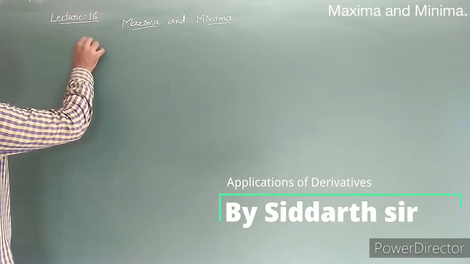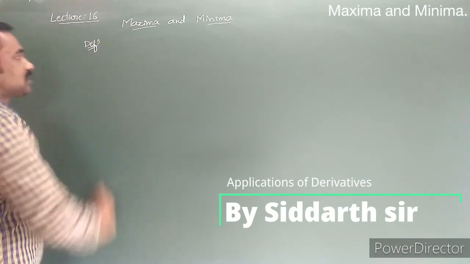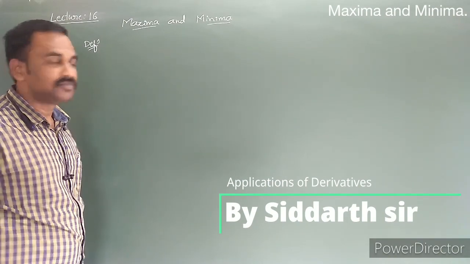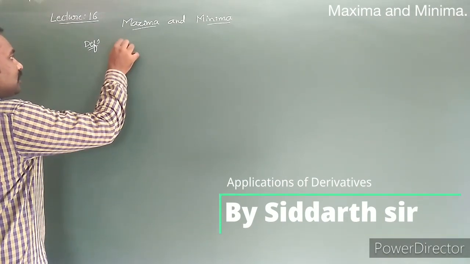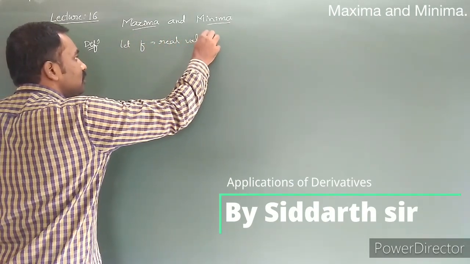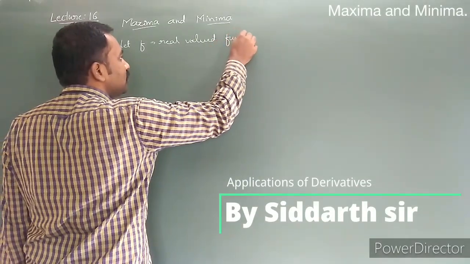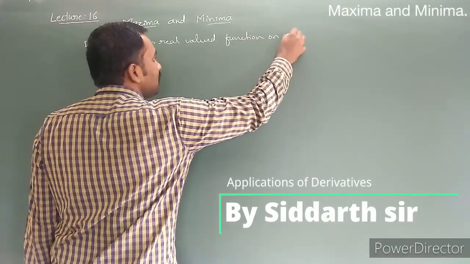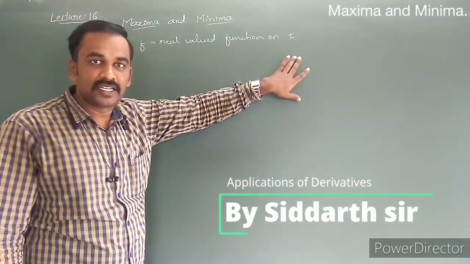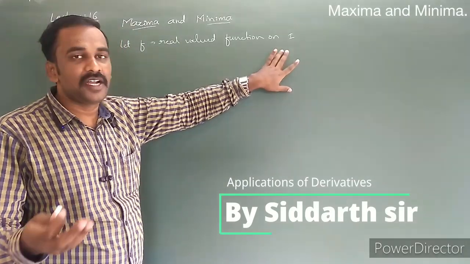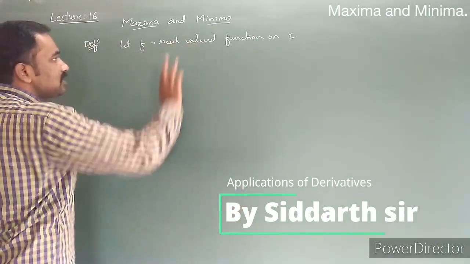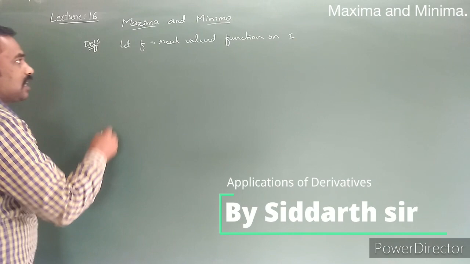Anyhow, I will go directly to the definition of maxima and minima. After seeing the definition, we will come to know what it means geometrically. Here, let f be any real valued function defined on an interval I. Given any interval I, f is a real valued function. Already we know that a real valued function means its range is the set of real numbers or a subset of the real numbers.